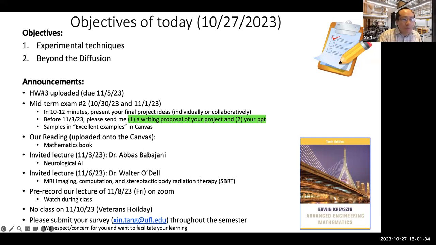Okay, so today we will discuss the material beyond diffusion, and then we will explain the diffusion equation further. They will not be limited to diffusion, and we will also complete the discussion on the FACTS method. Before that, a few logistics I want to update you on so that all of us will know the plan for the following few weeks.